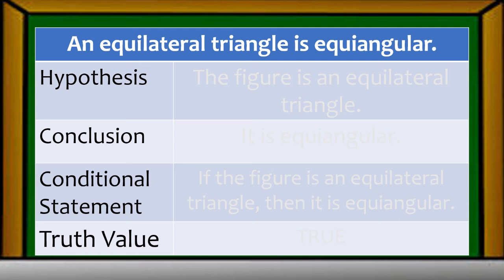Now, the statement to be changed into if-then, or conditional statement, is an equilateral triangle is equiangular. Again, the statement is an equilateral triangle is equiangular. After changing this one to if-then statement or conditional statement, identify also the hypothesis, the conclusion, and above all, write also the truth value of the statement.